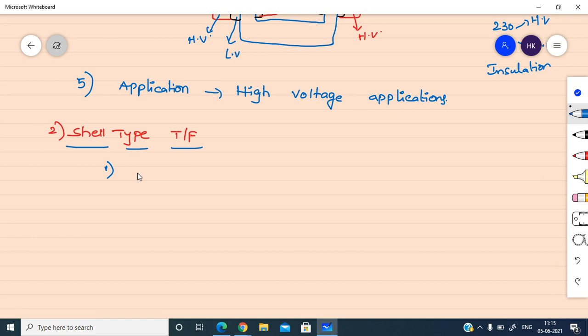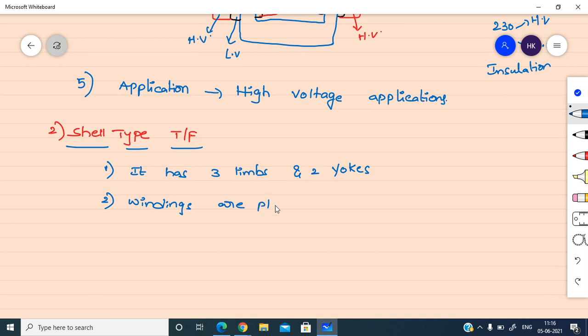So the shell type transformer consists of, in core type, the first point is it consists of 2 limbs and 2 yokes. Now this shell type consists of 3 limbs and 2 yokes. And the windings, in core type, the windings are placed on both the limbs. On the 2 limbs, we will connect the winding. But in case of shell type transformer, all the windings, both primary and secondary, are placed on the central limb.